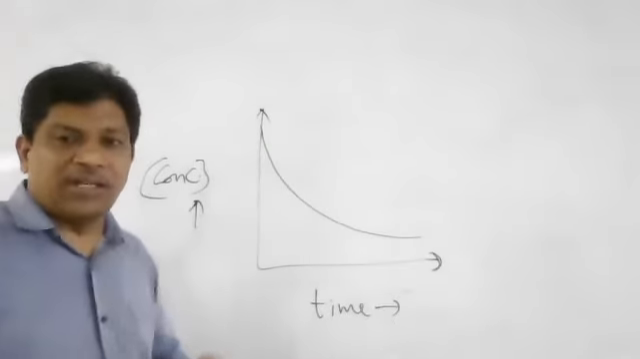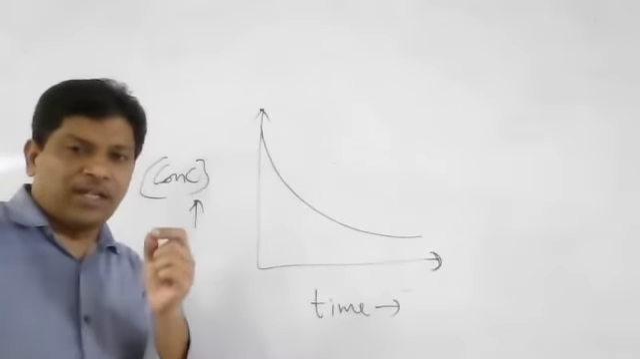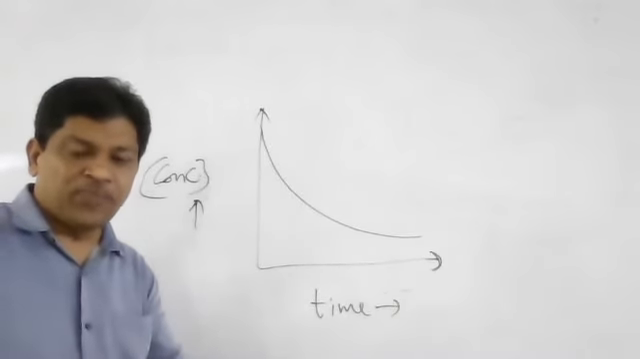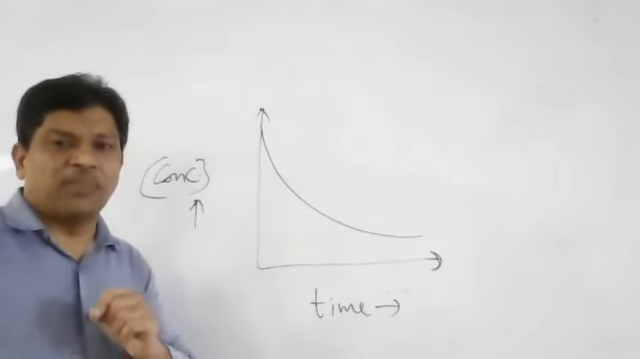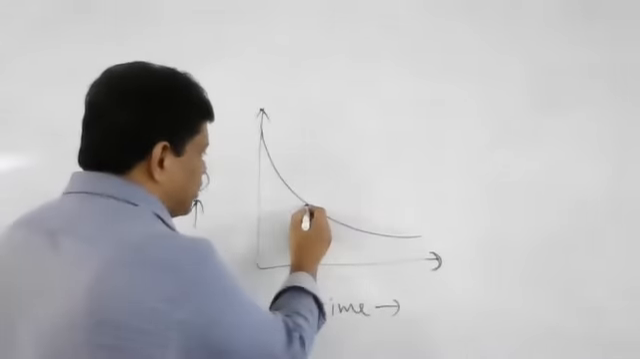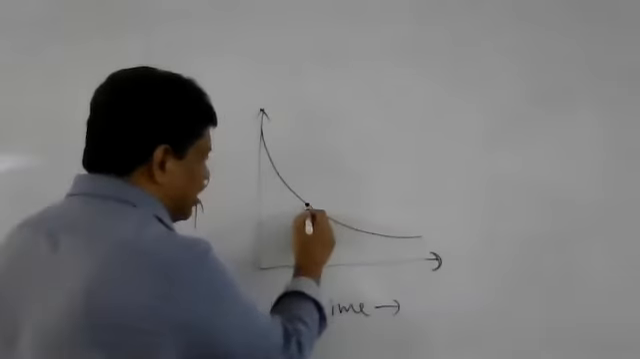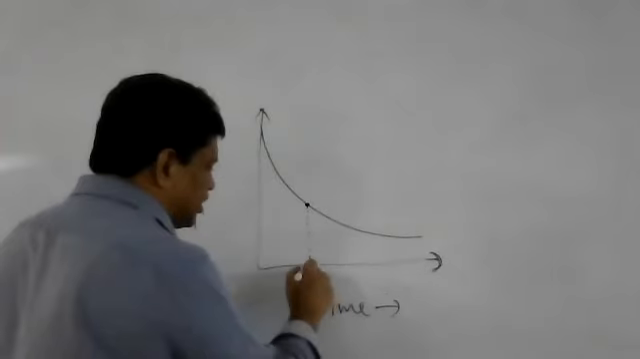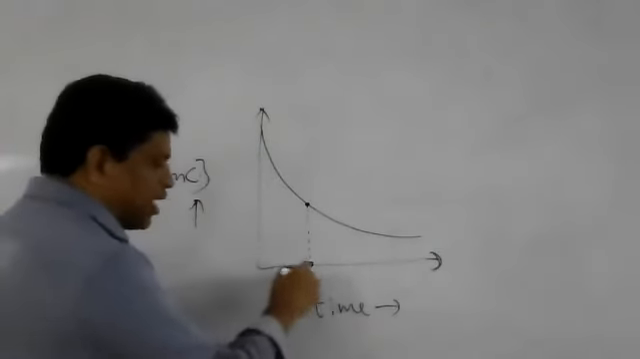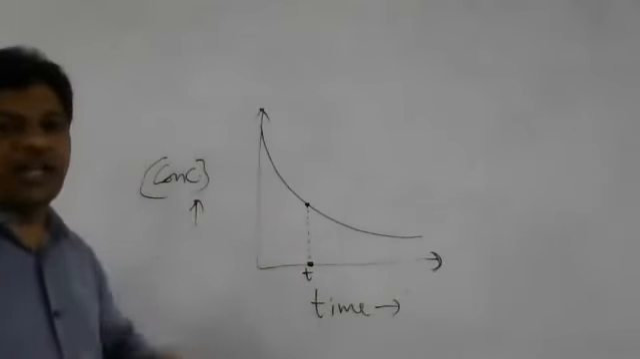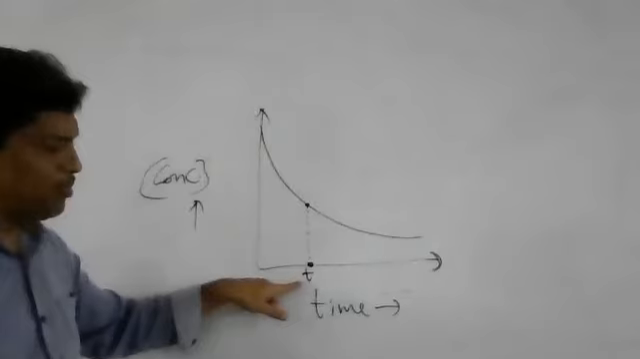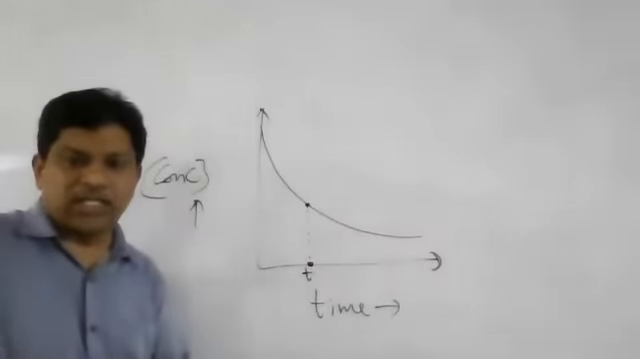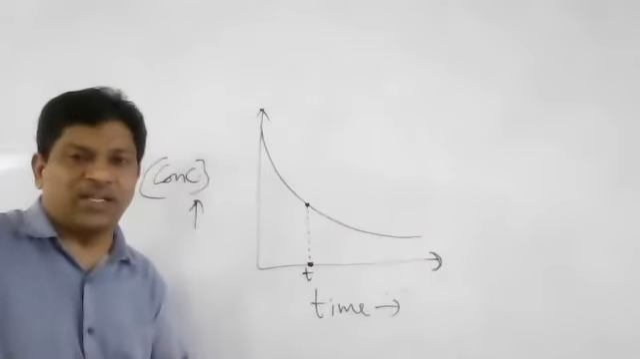Suppose I want the rate of decrease of concentration of A, that is the rate of reaction at one particular time. Suppose I want it exactly at this point of time. At a particular instant of time, if you need to calculate the rate of reaction, it is called the instantaneous rate of reaction.